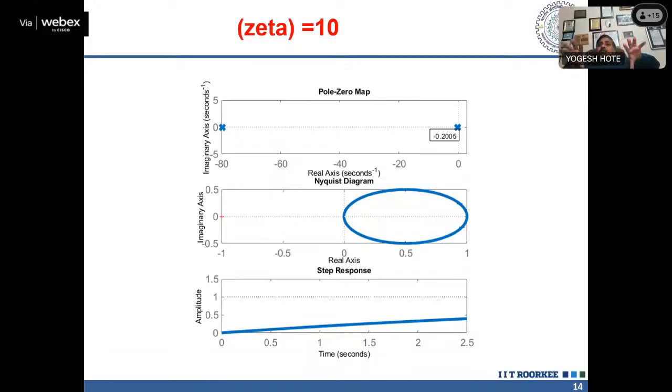So that way, we have to discard the poles which have a very small time constant, because the main performance is contributed by the poles which are nearer to the imaginary axis. So this is the basic theory of the model order reduction technique.